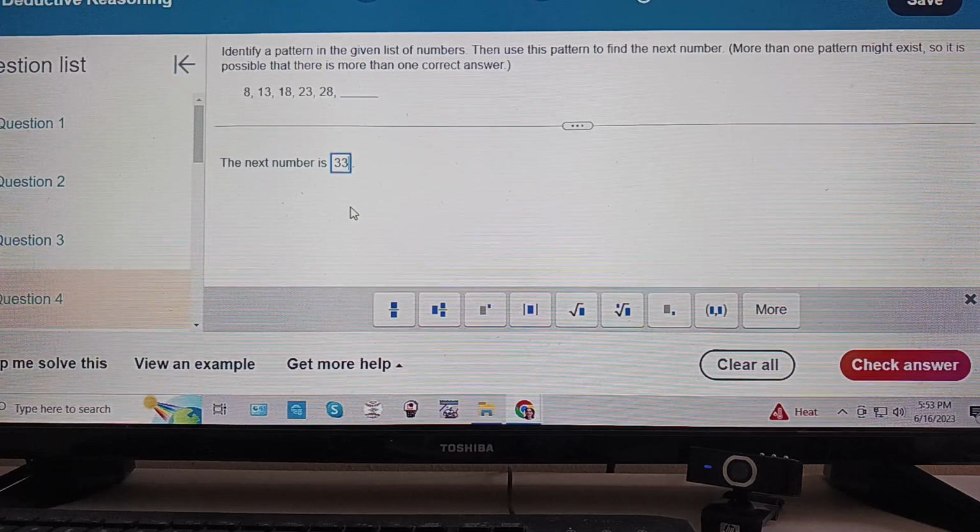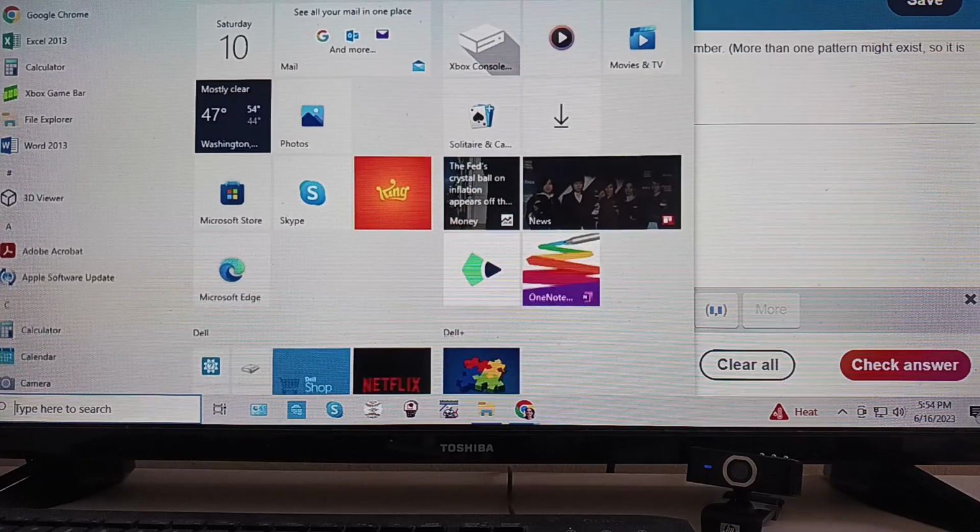The calculator doesn't have to be very fancy. It can just be, I often just show one here I have on my computer.